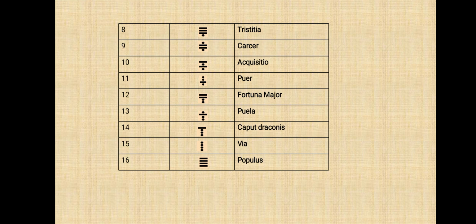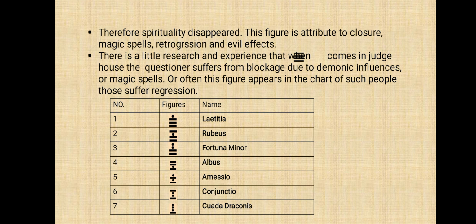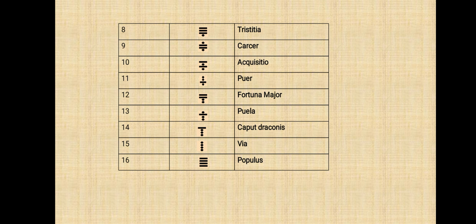So this is a special sequence. The first is Laetitia, and the last is Populus. So if someone gives you numbers, say 10, 12, 13, 14, the first house will be 10. 10 is Acquisitio. We will write the 10th figure in the first house. Then he said 12, then you will write Fortuna Major, the 12th figure. And then he says 14th, then you write Caput Draconis. If he says 16, then you will write Populus.